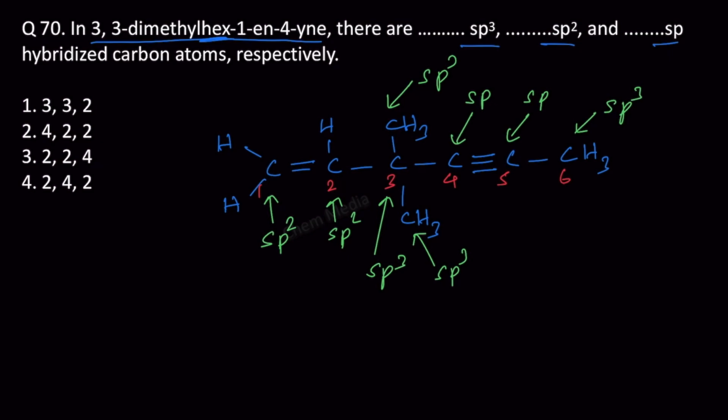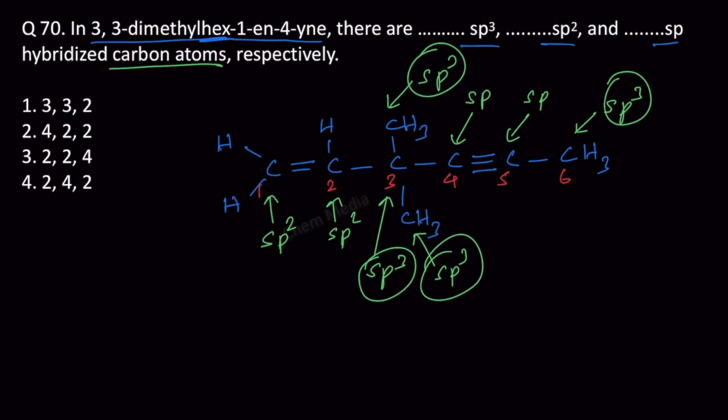So how many sp3 are there? 1, 2, 3, 4. They said carbon atoms, and therefore we have to include the methyl groups also. So that means we have 4 sp3, and then how about sp2? We have 2 sp2 carbons and we have 2 sp carbons. This means option 2 is the correct choice here.